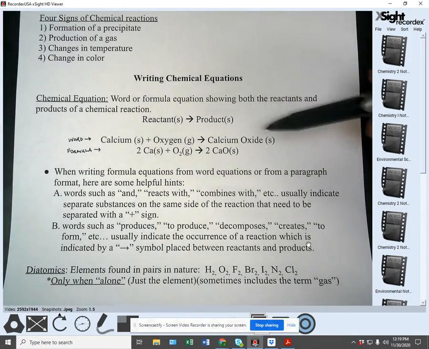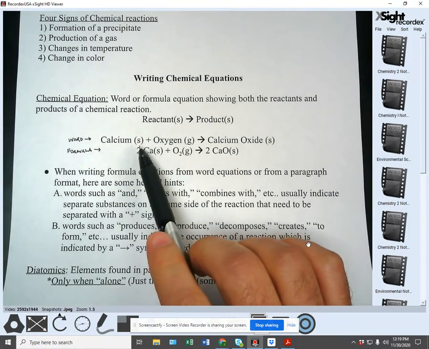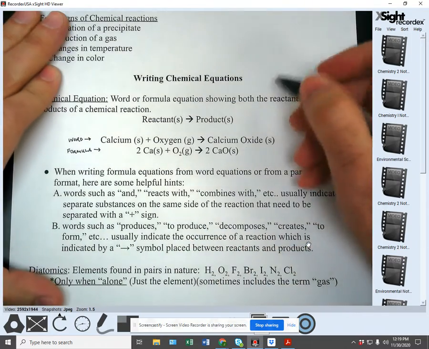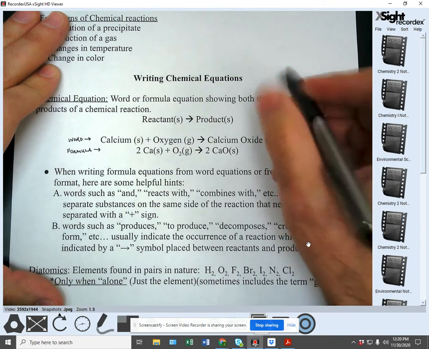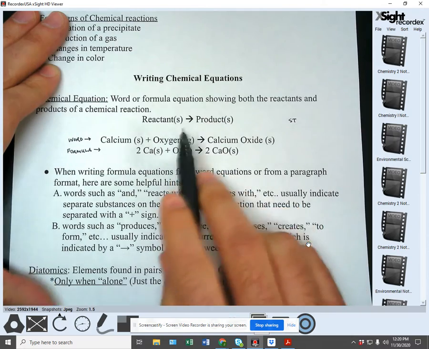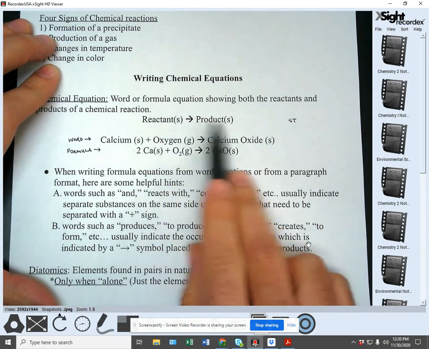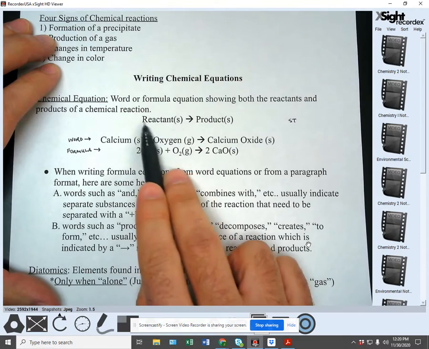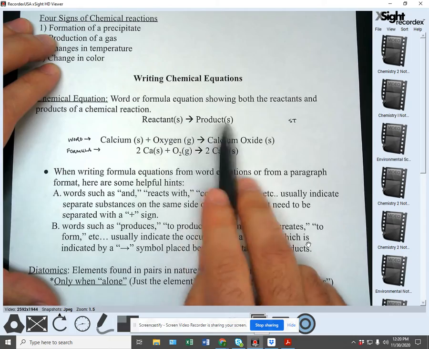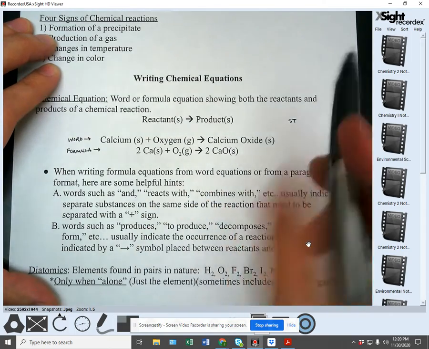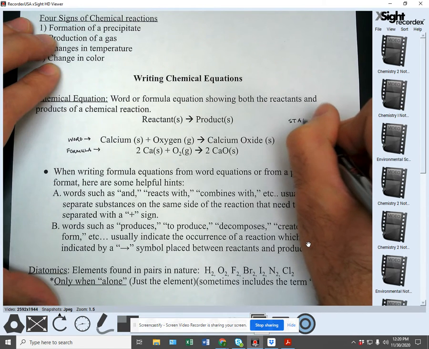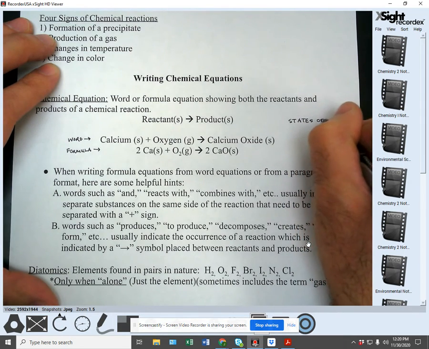Now, see the things in parentheses after? These represent states of matter. It can be kind of confusing. Up here, reactants and products means plural. In other words, you can have one reactant or multiple reactants, one product or multiple products, depending on the reaction. Down here in the actual equations, these things in parentheses are the states of matter.